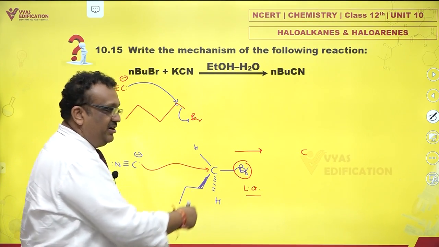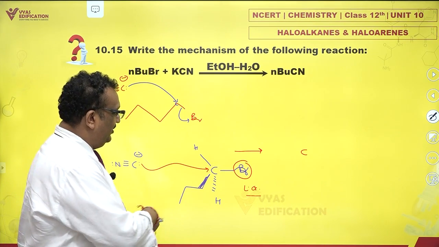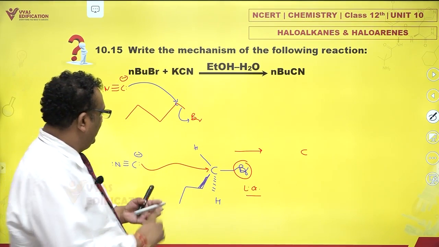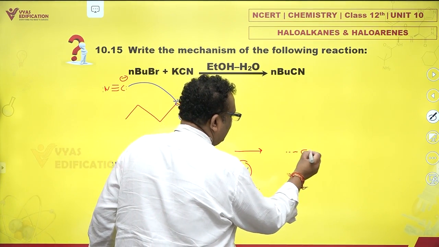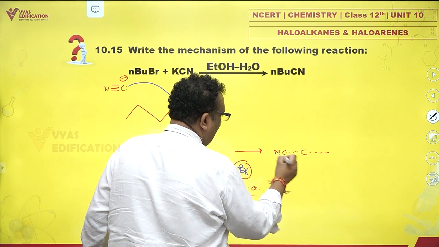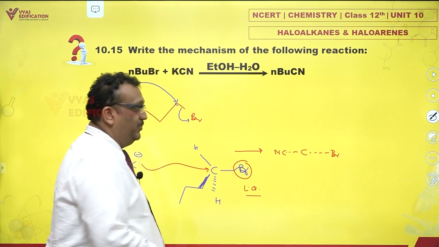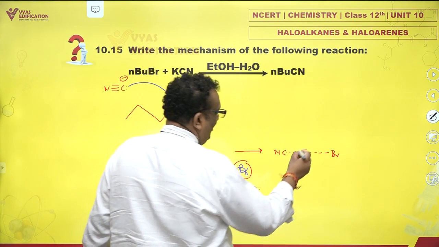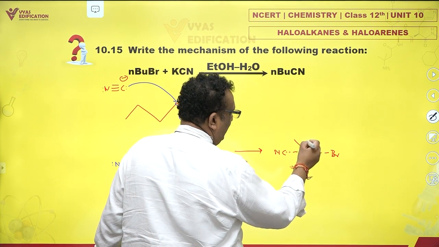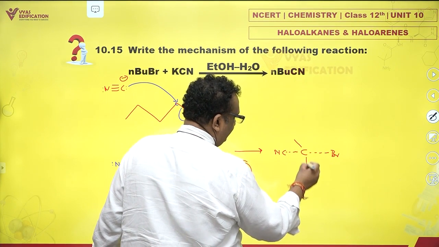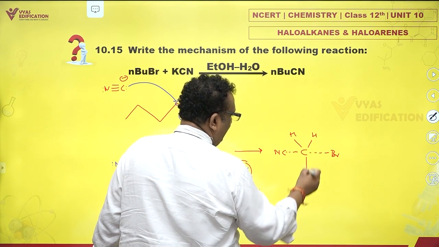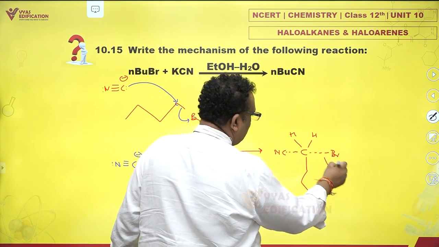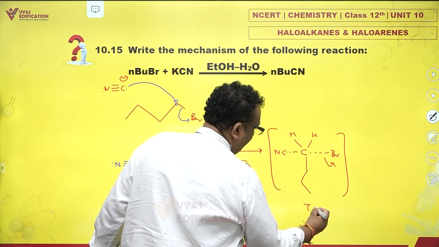First of all, this is tetrahedral geometry. You have Br here, and you have H and the alkyl group like this. When cyanide temporarily attaches itself, you have CN and you have Br. CN is coming in, Br is being pushed out. I have trigonal bipyramidal geometry. You would see H and the propyl group like this. This is the transition state, of course.